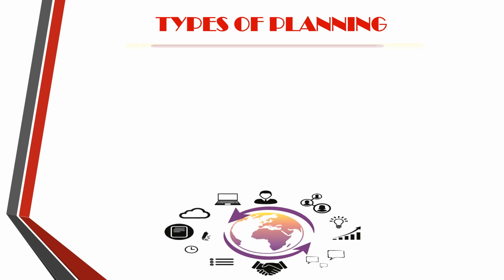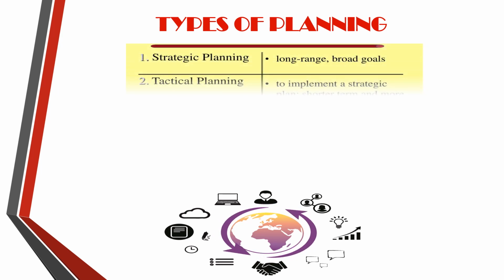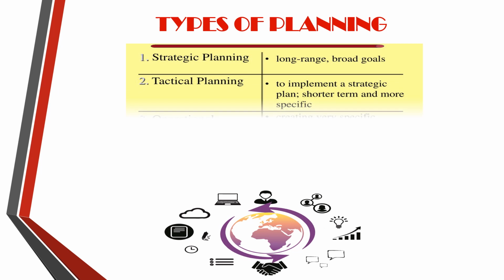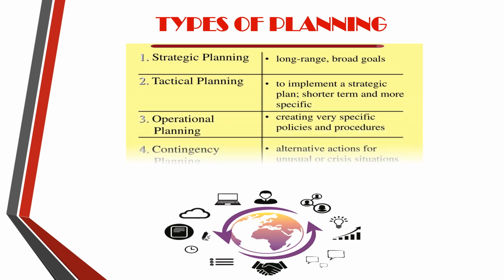Types of planning. There are four types of planning. Strategic planning. It includes long-range, broad goals. Tactical planning. It is done to implement a strategic plan, shorter term and more specific.